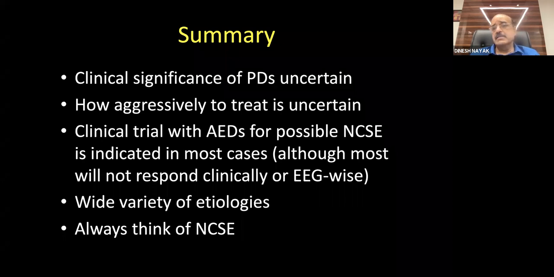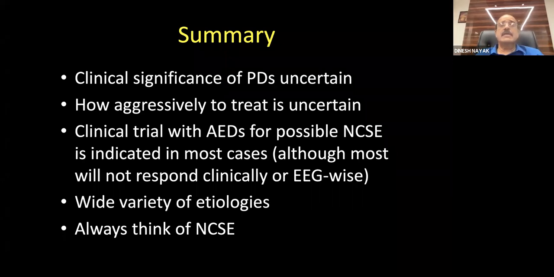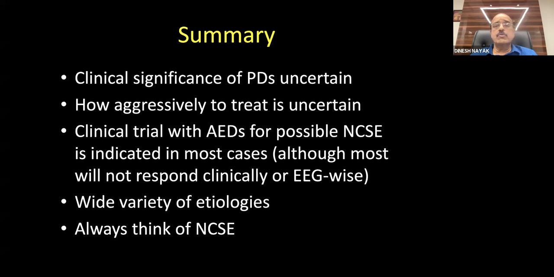Is it interictal? Is it ictal? Once you have decided to treat, how aggressively? Should you put them on a barbiturate coma and keep them quiet, because you know that there is an acute neuronal injury and you want to protect the brain? Or should you just give some simple anti-seizure medicine and then wait? So how aggressively to treat? Not sure.